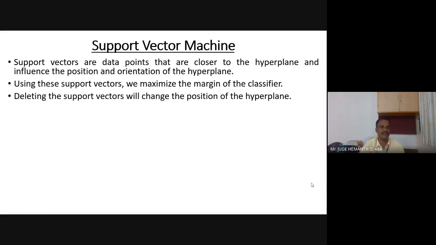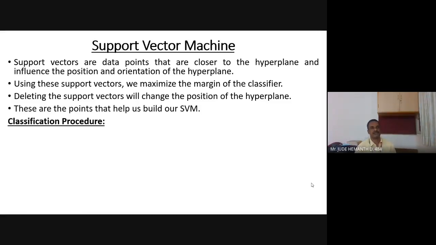Maybe if you have drawn the Smith chart for the antenna, maybe a figure of 8, some graphical structure is there. I'm not sure whether you have done that in your antenna and wave propagation classes. When you draw that graph, normally we miss out some data points. But if that data point is a support vector, how do we say it is a support vector? If it is close to the hyperplane and you delete it, then you may end up with the wrong hyperplane, because those points play a crucial role in developing our SVM.